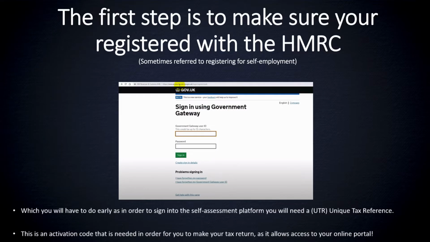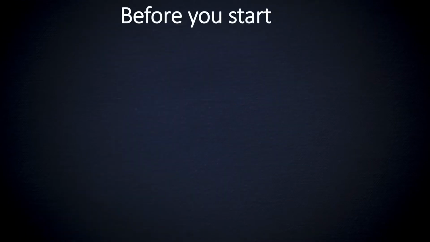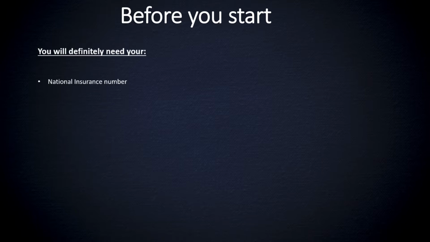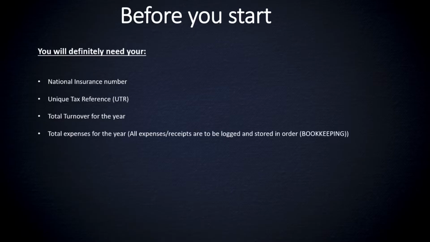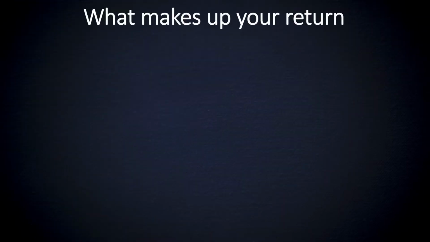Once registered, you will be sent a letter of confirmation, which will include your UTR and an activation code that is needed to gain access to your online portal. Before you start, you will need your national insurance number, your unique tax reference number, UTR, total turnover for the year, total expenses for the year, a record of interest and savings, benefits and pensions, a record of pay from your employers known as a P60, and to gather all other incomes.